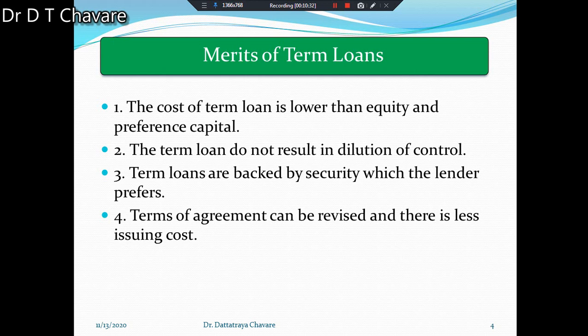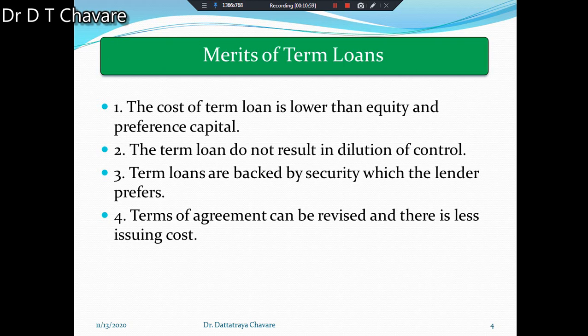Now, we have to understand what the merits of term loans are. Those merits I have mentioned in simple words. How many merits are there? Four merits of term loans. First, the cost of term loan is lower than equity and preference capital. This is the first merit of the term loan. Second merit, term loans do not result in dilution of control.